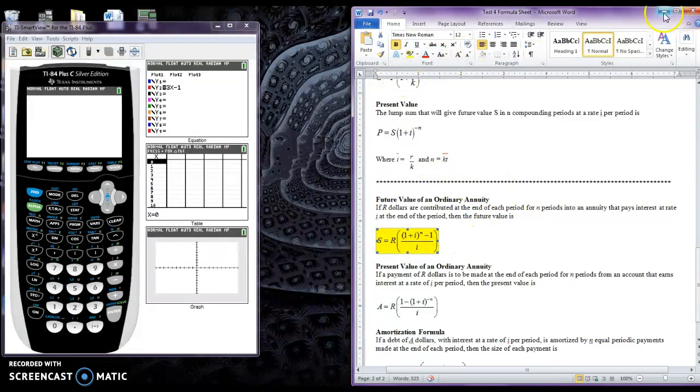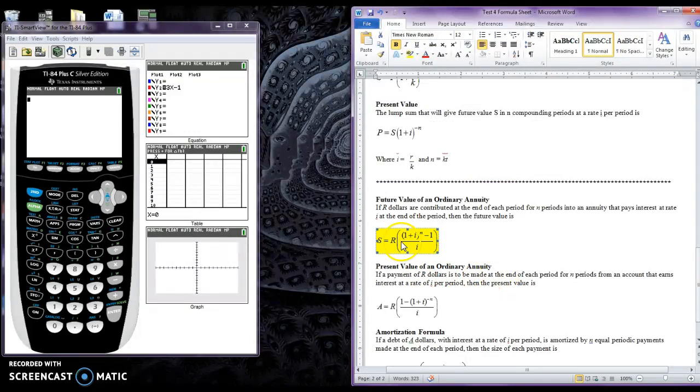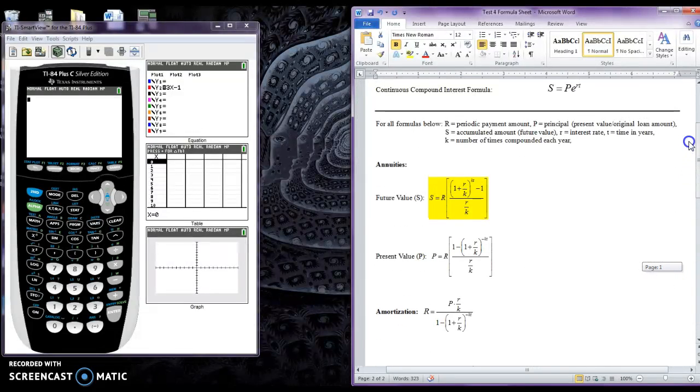Because of the way this question in particular is worded, we are trying to figure out how much she will have at the end of 20 years. So we're looking for a future value, and we know we're in an annuity. So the formula we want is either this one out of the book, future value of an annuity, or my alternate one up here. Again, these are the same formulas. This one's just a little bit more drawn out than this one.